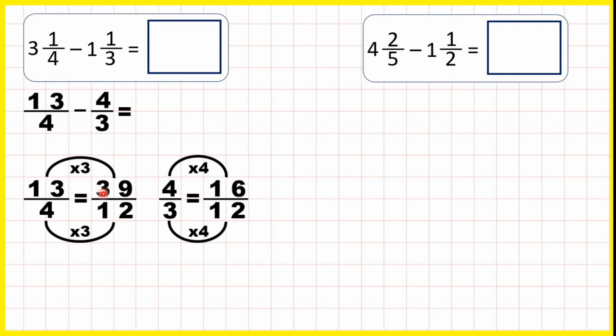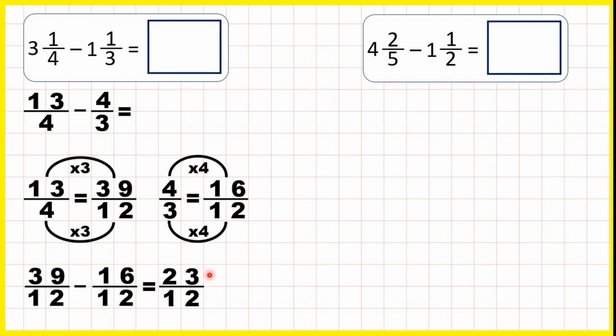So now we can rewrite our question again. Remember, first of all, we rewrote the question with the mixed numbers as improper fractions, but now we have our equivalent improper fractions, we can rewrite the question again. So instead of 13 quarters, we can write 39 twelfths, and instead of subtracting 4 thirds, we can subtract 16 twelfths. So now that we've got our denominators the same, we can keep the denominator the same in our answer, and we have 39 minus 16, which is 23.